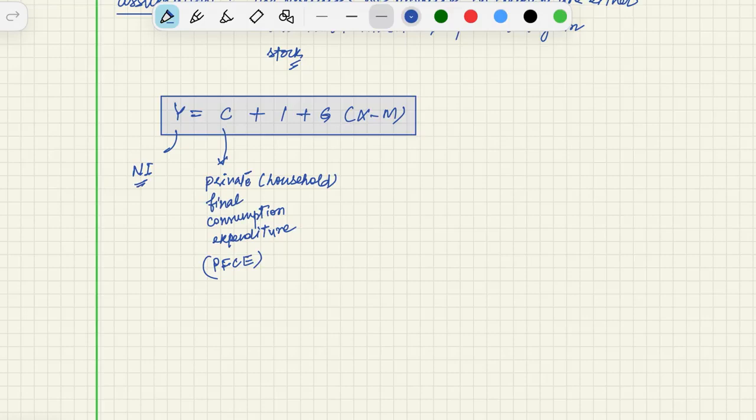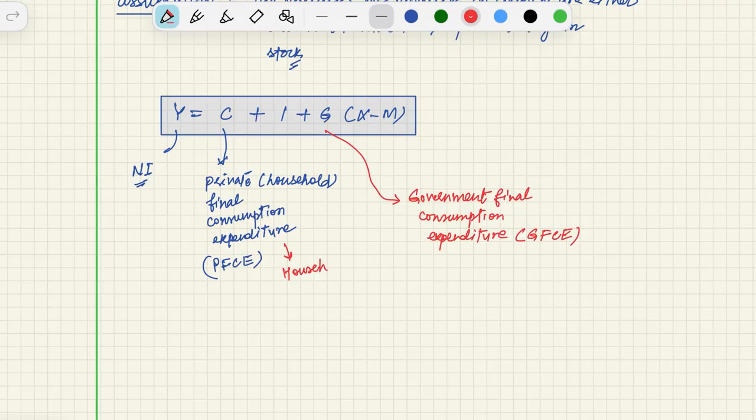Similarly, what does G entail? G entails the government final consumption expenditure. Okay, that is called GFCE. So C is done by the household, and G is the expenditure done by the government. So it is the sum of the expenditure done either by the private entity or by the government entity.